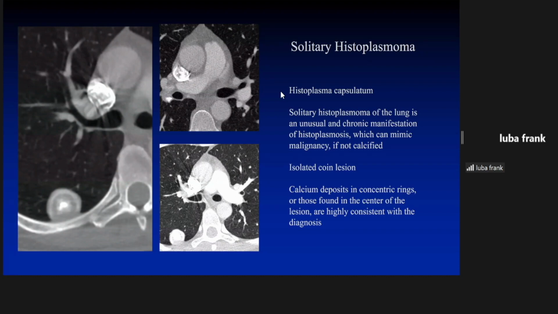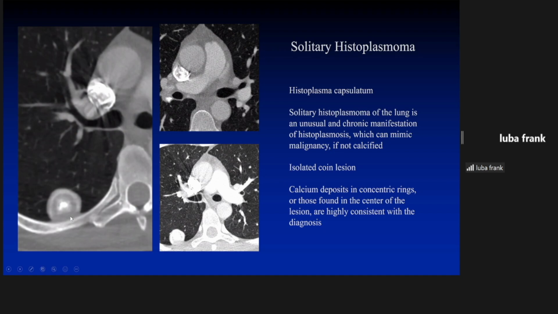Next condition is a very rare condition that I wanted to talk to you about, and this condition is solitary histoplasmoma. I'm not going to talk about all possible fungi and atypical infection. We unfortunately don't have time for this, but this particular one is very rare. And if we don't look for it, if we're not really assessing the specific appearance of calcification within this solitary lesion, then this might be also misdiagnosed as a malignancy.